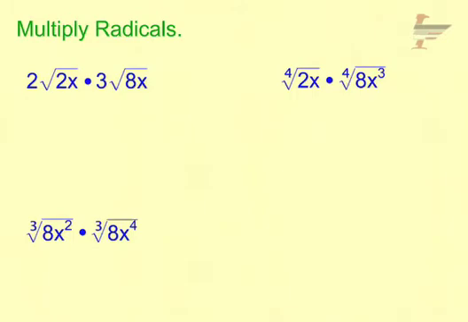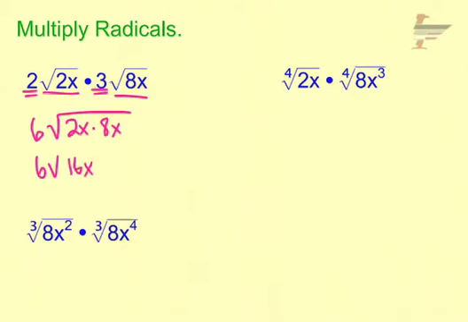So on this one, first I noticed we have these numbers outside the radical, 2 times 3. We can combine that for the 6. And now we're taking this square root times this square root. So we can put those underneath the same square root and say 2x times 8x, just under one big square root. So we have 6 times the square root of 2x times 8x, which is 16x squared.